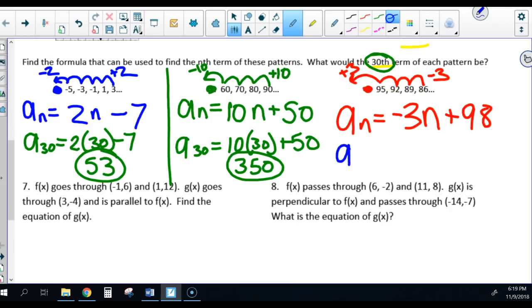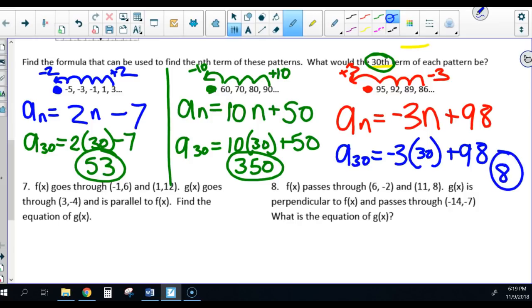So a sub 30, -3 times 30 plus 98. So we have -90 plus 98 gives us 8. 8 would be the 30th term there.